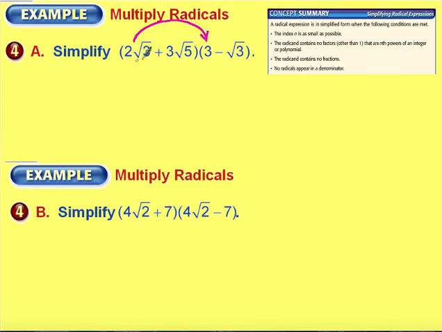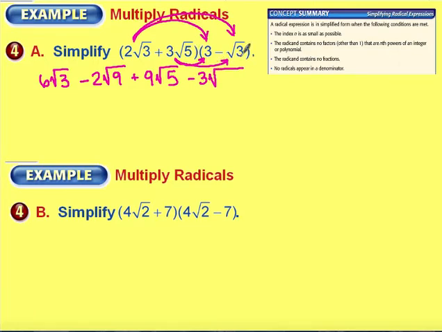I'm going to take 2 square roots of 3 times 3, and that will give me 6 square roots of 3. My outsides give me 2 square roots of 3 times the square root of 3. So technically that's 2 square roots of 9. I'll come back and simplify that later. Then I'll do my insides. That gives me 9 square roots of 5. And I'll do my lasts, which give me negative 3 square roots of 5 times 3 is 15. Remember, I'm allowed to add or multiply and divide as long as my radicals have the same index.